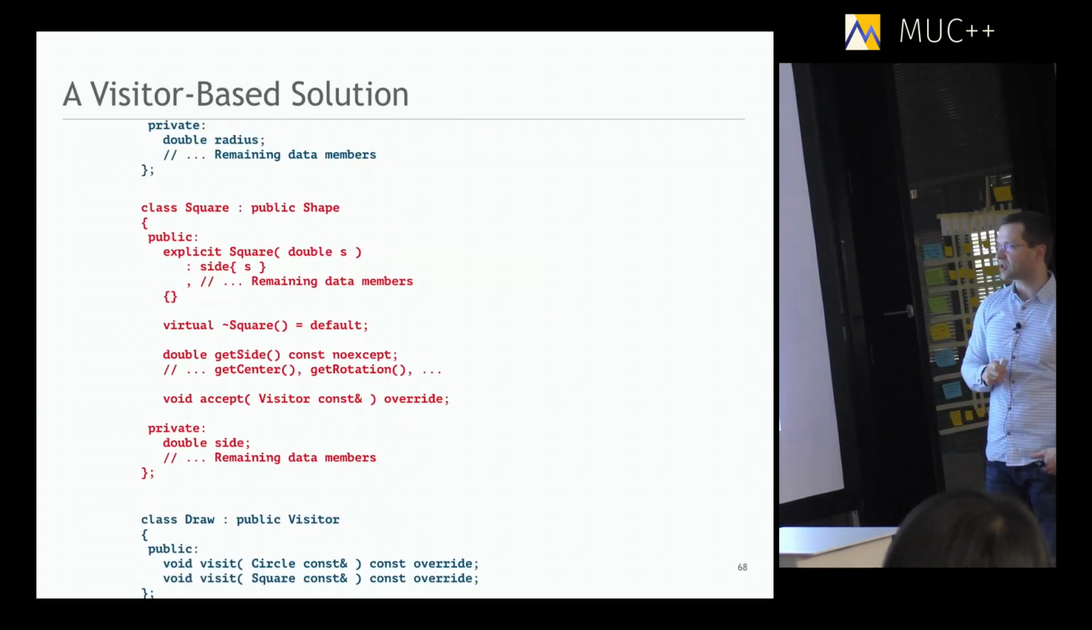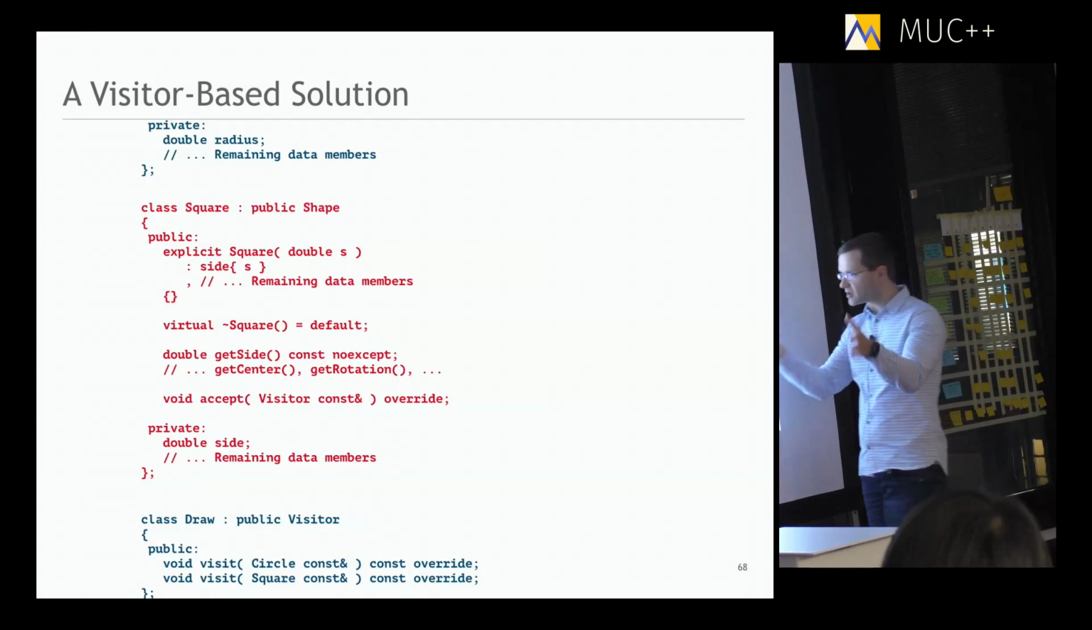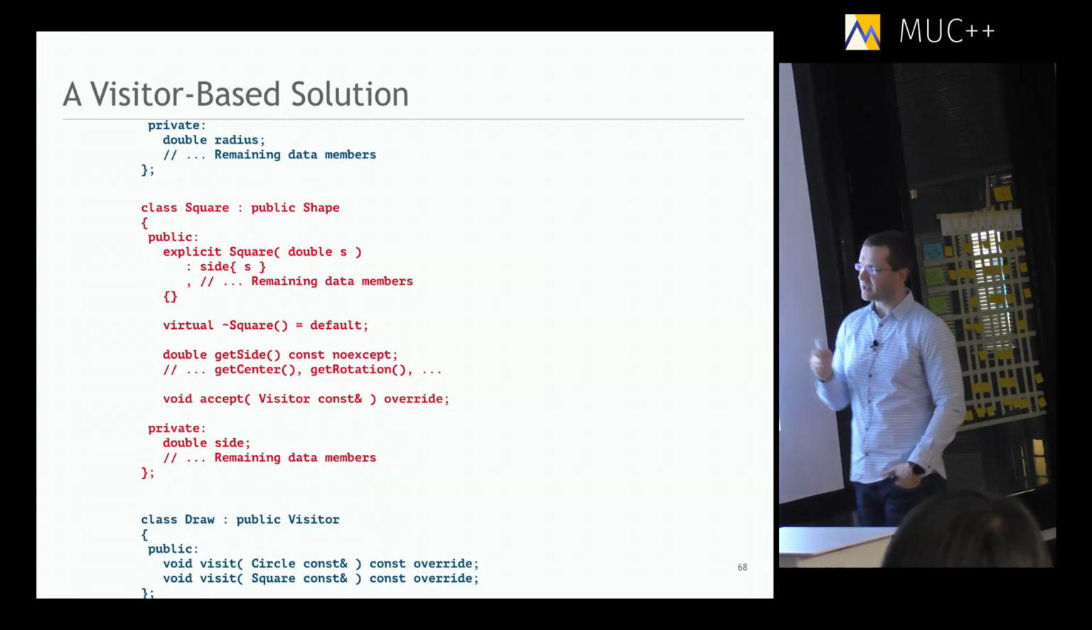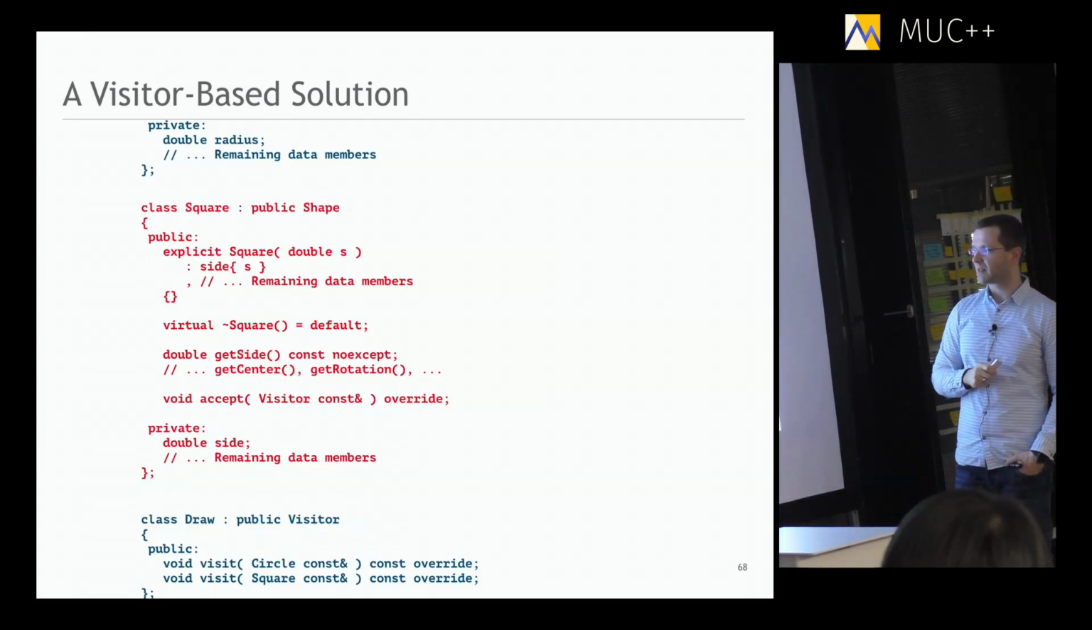And square is essentially the same thing. The square also implements accept. And yes, they need the same accept function. It looks exactly the same, but it's the this pointer that is important here. So it's an implementation in every deriving class.